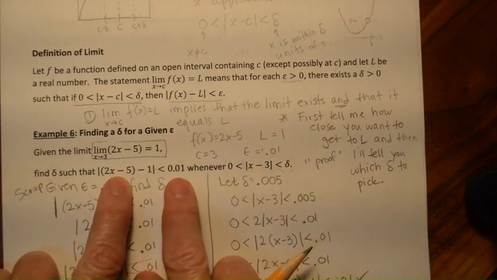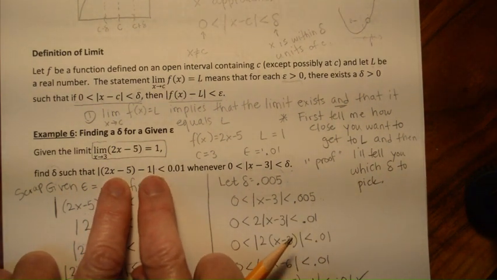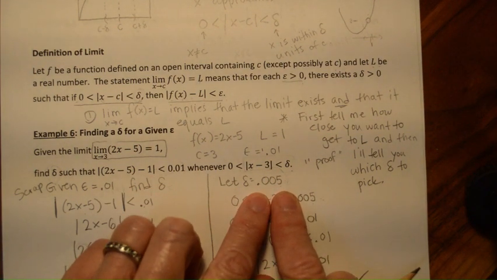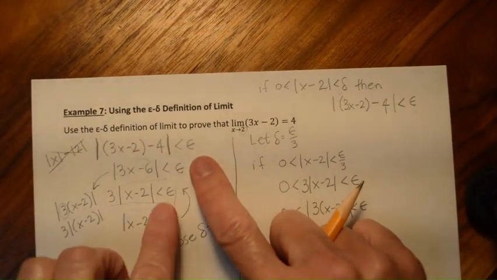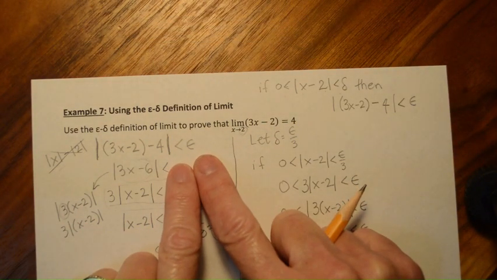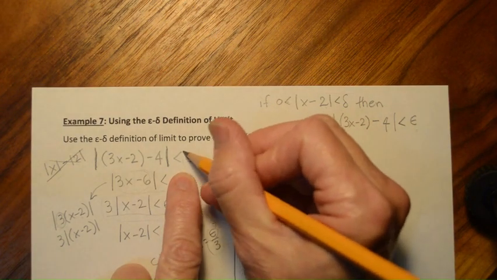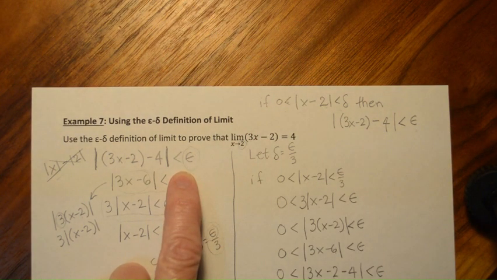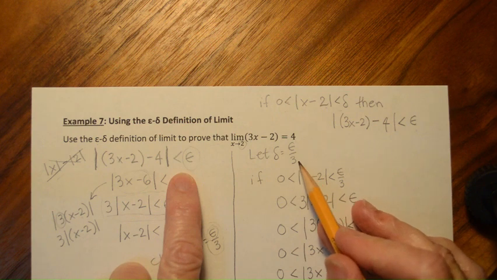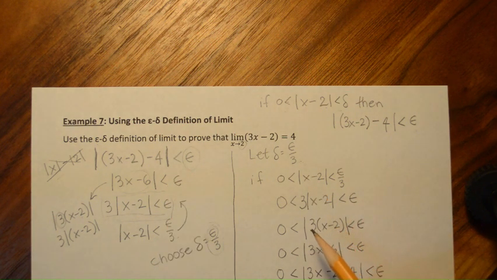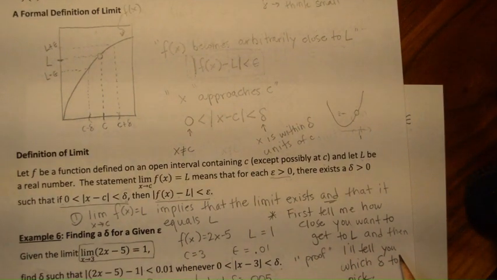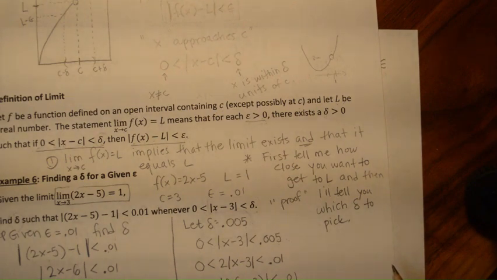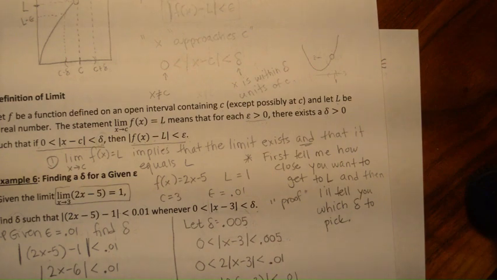That's exactly what we did. We said we wanted to get within 0.01 units of L, and then I told you to pick 0.005, or we figured out that's what it was. Same thing here. I told you I wanted to get within epsilon units of L. Again, this is in general, not a specific one, and I told you what delta to pick. So that's kind of the idea here, just in a broader sense. You tell me how close you want to get to L, and then I will tell you which delta to pick. Hopefully that's helpful, and we'll talk more in class.